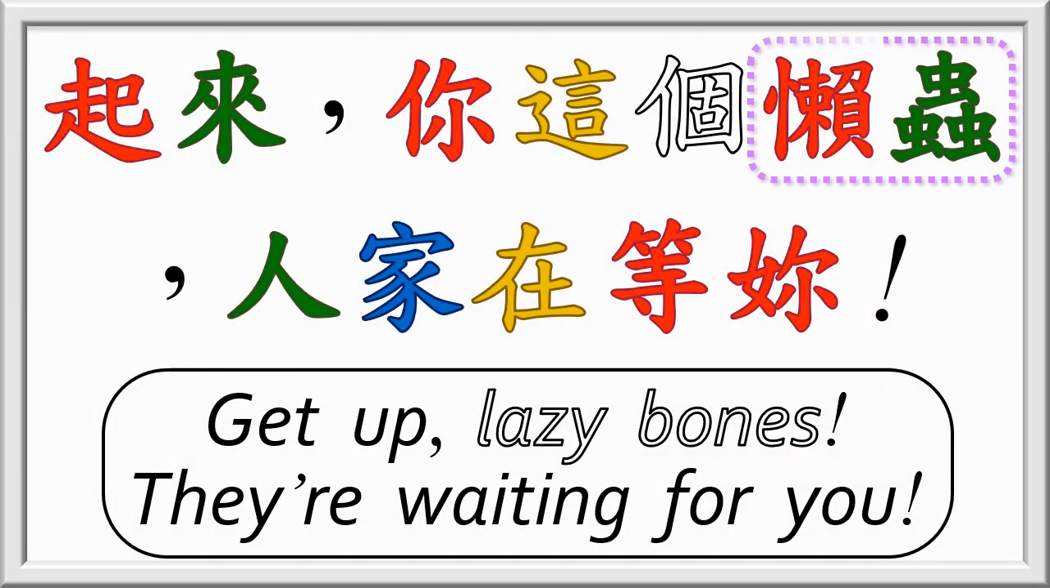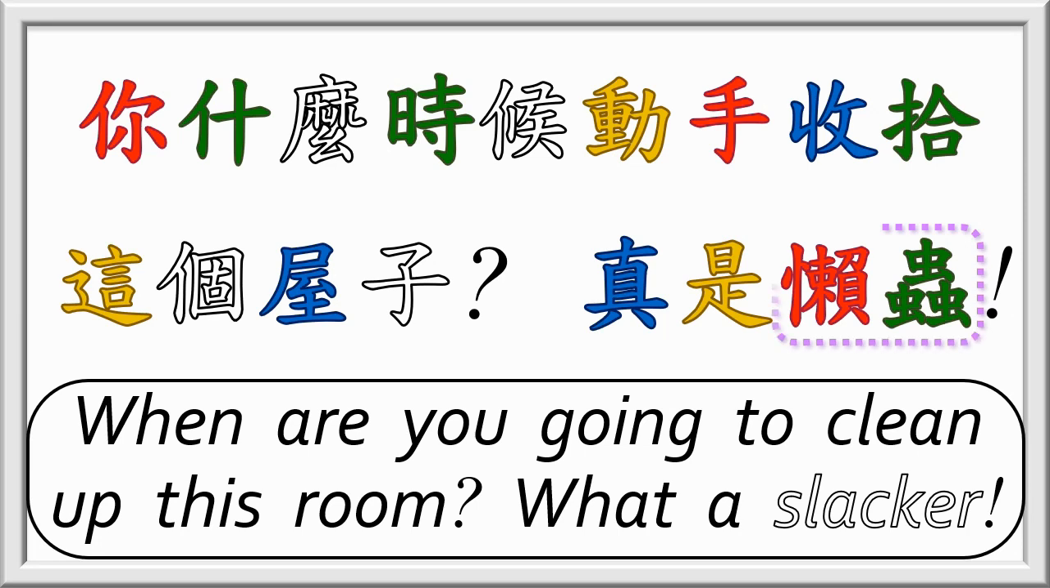By adding the character for worm or insect, 虫, we get another even stronger term for that same loafer, slouch, or slacker, 懒虫. 起来， 你这个懒虫，人家在等你。Get up, lazy bones, they're waiting for you. 你什么时候动手收拾这个屋子？真是懒虫。When are you going to clean up this room? You're so lazy.